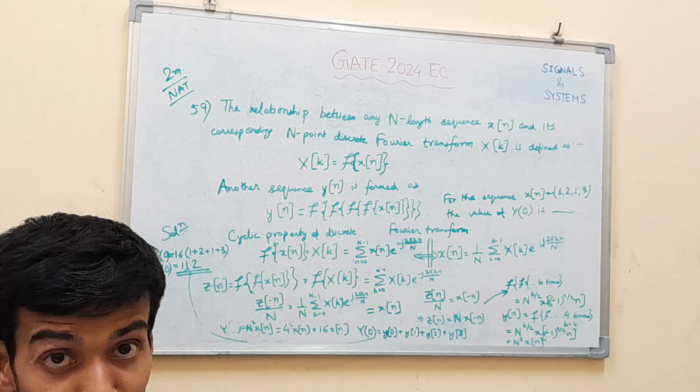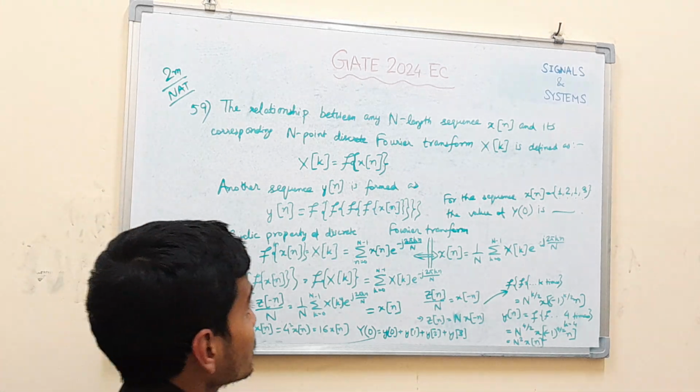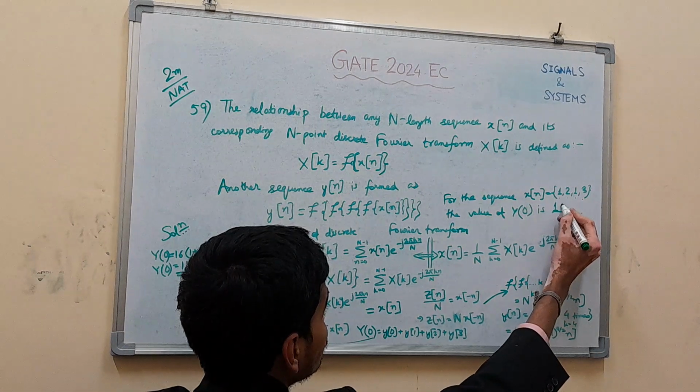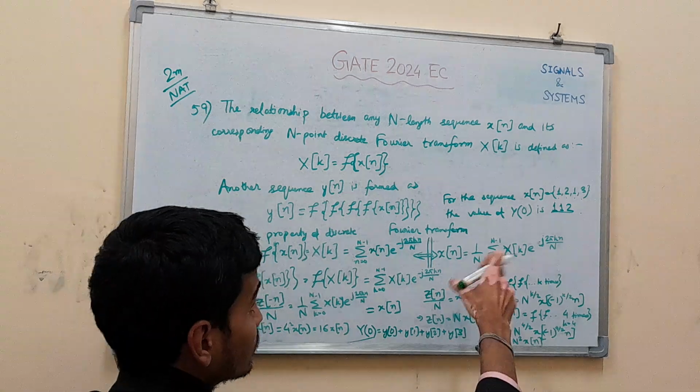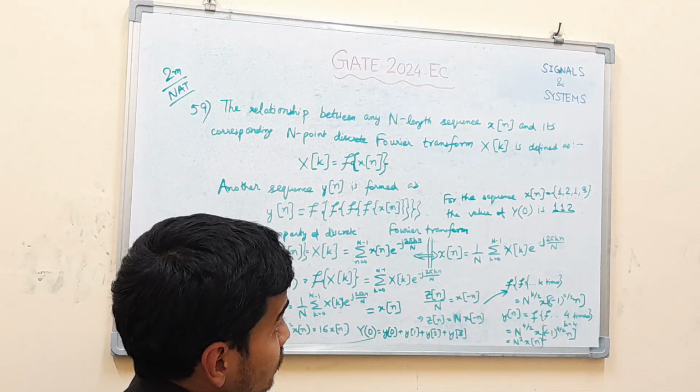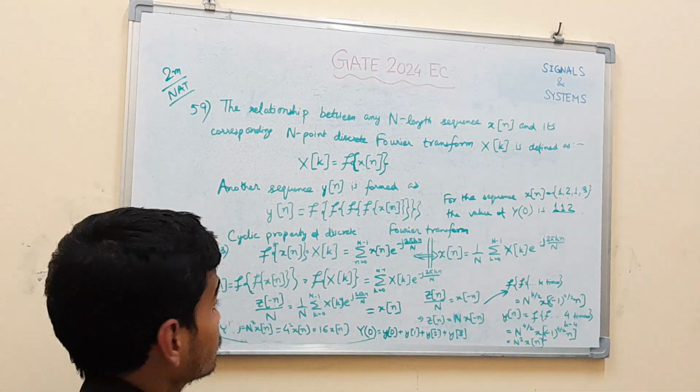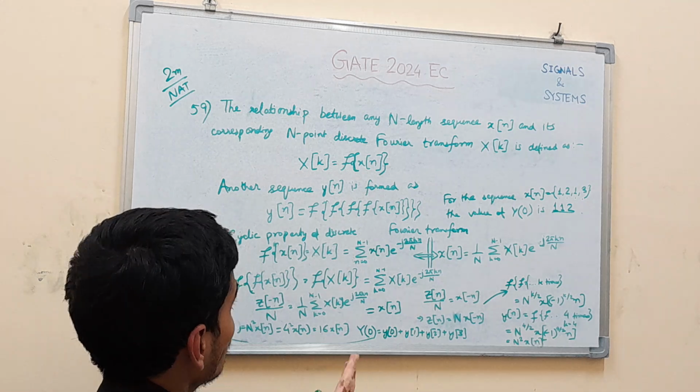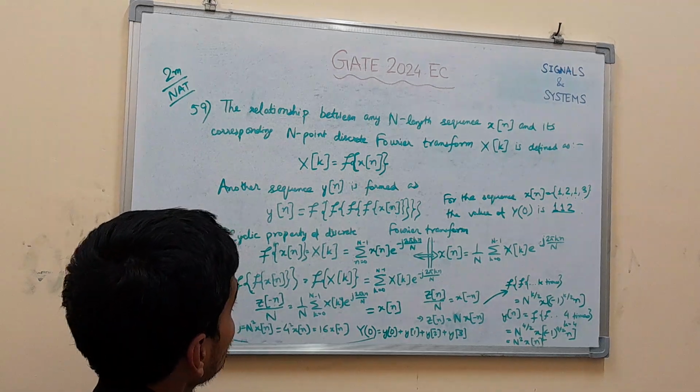This is a numerical answer to the question, हम लोग को इसमें numerical value फिल करना है, तो y of 0 का करेक्ट वैल्यू जो हम लोग को साइक्लिक प्रॉपर्टी ऑफ Fourier ट्रांसफॉर्म से मिल रहा है वो है 112. I have shown the detailed steps how to obtain the answer.